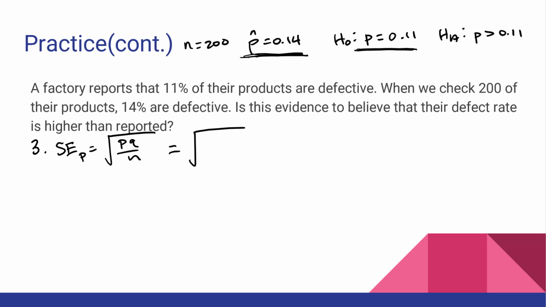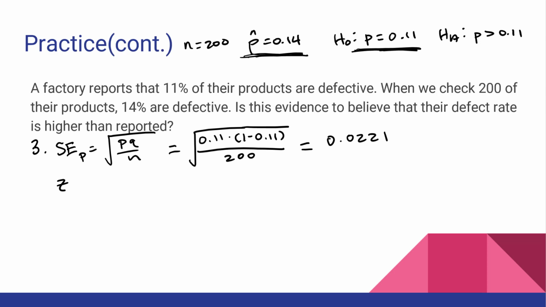So the square root of 0.11, because we always go with the null hypothesis assumption, not our sample. So our p, which is 0.11, times q, so that's 1 minus p. Because q, again, is always equal to not p, or 1 minus p. That would be equal to 0.89, and then our n, our sample size, is 200. Putting that into the calculator, we get a standard error of 0.0221.